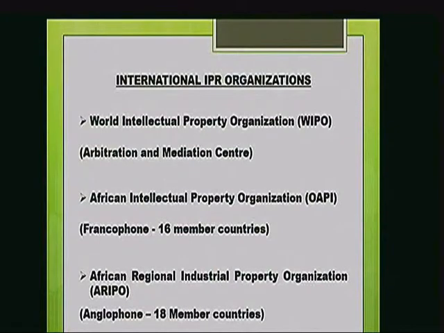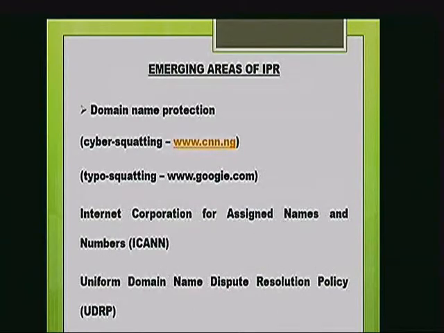Then finally, as I round up, since I can see that the MC is already on my neck. Emerging areas of IPR. One important thing I want to point out to drive home the necessity for the issue of protecting your IPR is that domain name protection is one very important area now. Somebody can just wake up and register www.cnn.ng because it's not cnn.com. Anybody seeing it would just think, oh, CNN now has a Nigerian website.